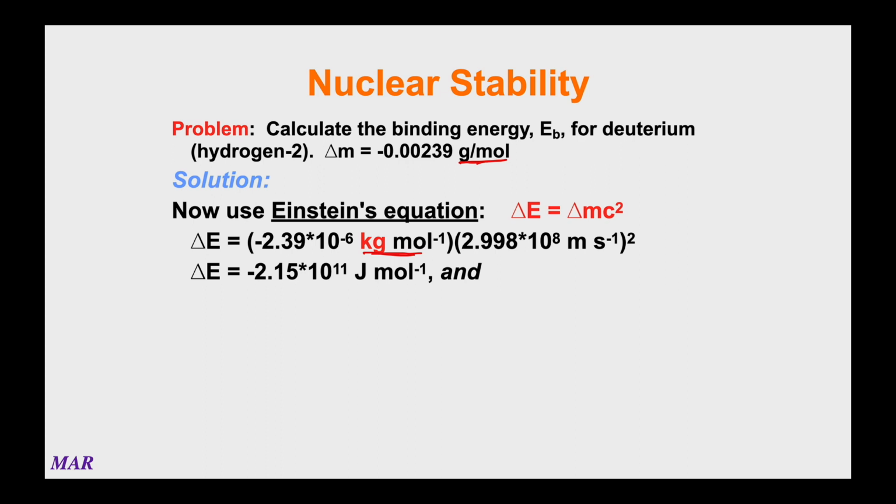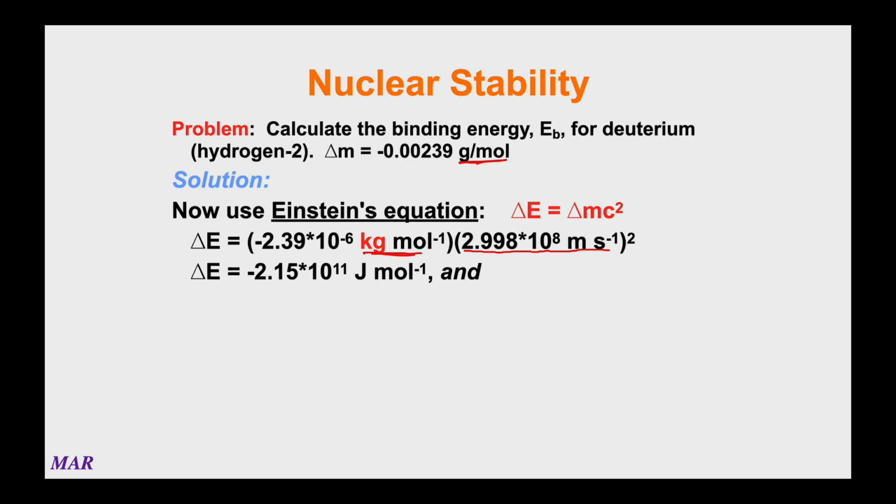So notice that 0.00239, when you divide by 1,000, becomes negative 2.39 times 10 to the minus 6, all right? So you need to turn grams per mole into kilograms per mole, but if you do that, you can then multiply by the speed of light squared. Speed of light we talked about in Chem 221 as well. It's 2.998 times 10 to the 8th meters per second.